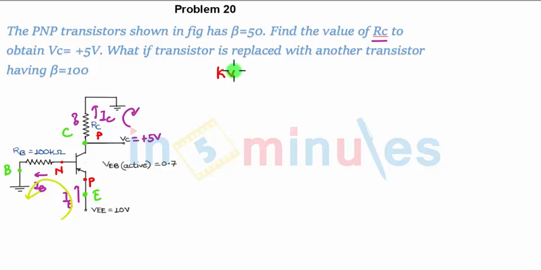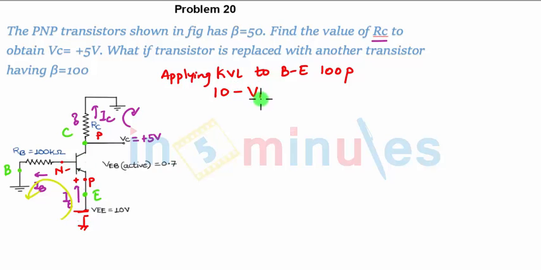You can say KVL to the base emitter loop. Applying KVL to the base emitter loop, your equation will be, you are leaving with a positive sign, so positive, negative, it is grounded. So you can say 10 minus VEB. VEB active and VEB on are both the same thing. So VEB on minus IB RB. Why minus? Positive, we are leaving with a negative sign. So minus IB RB equals 0.